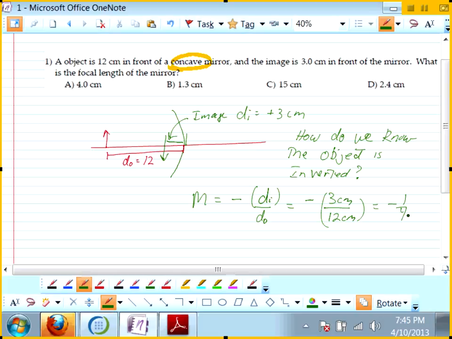So it's a smaller inverted image. It's not what the question asks yet, but it's useful to figure that stuff out.